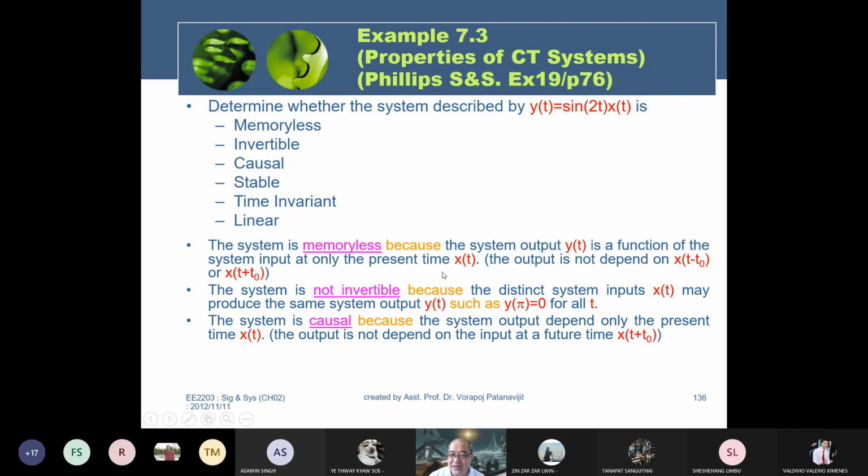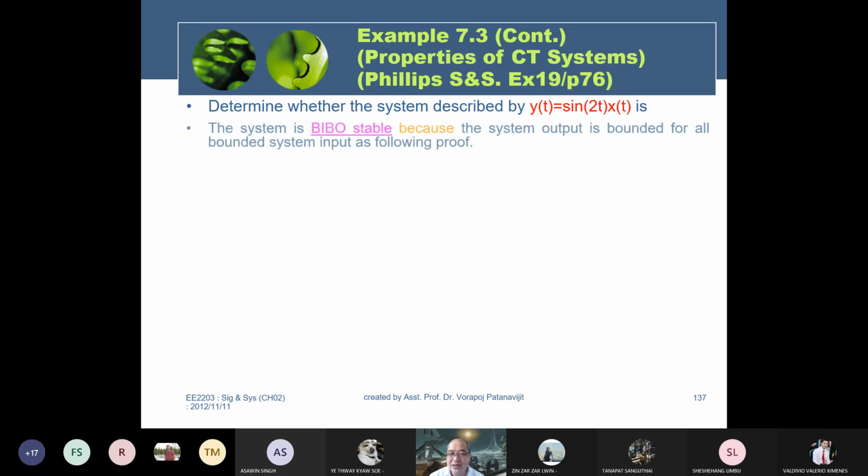The system is causal. If it is already memoryless, the system is already causal because the output depends only on the present input. Next, checking whether the system is stable or not.